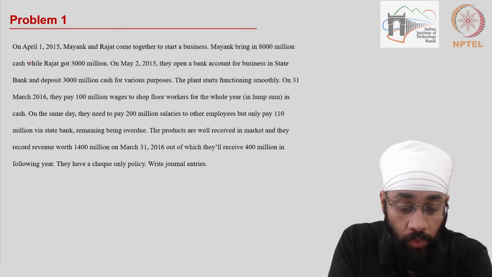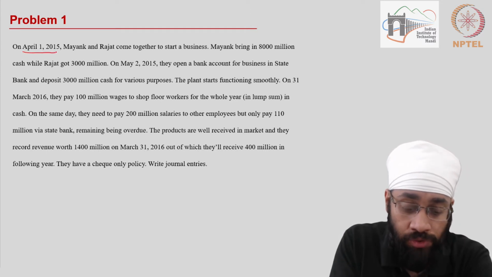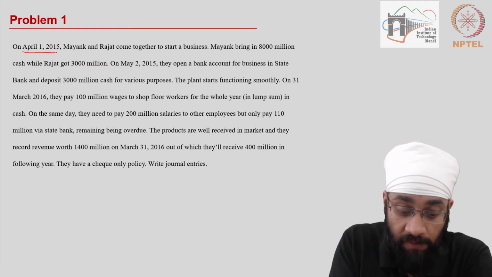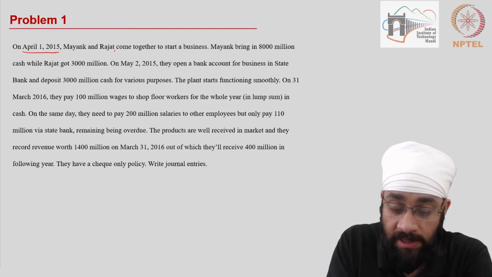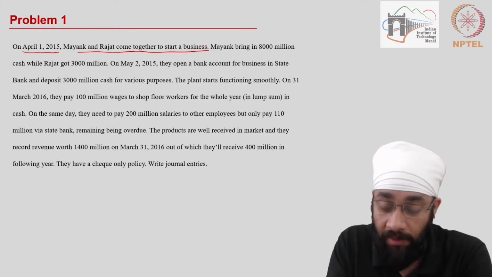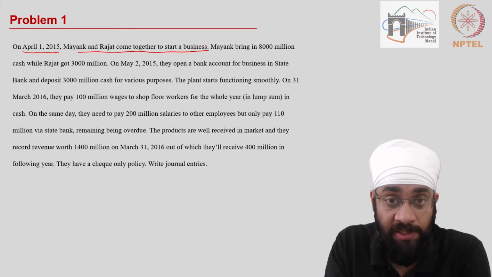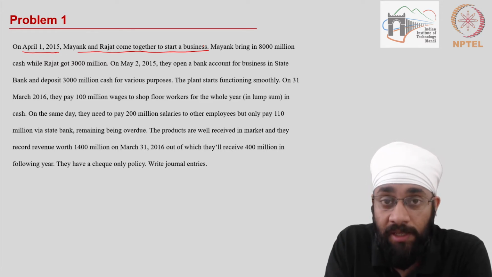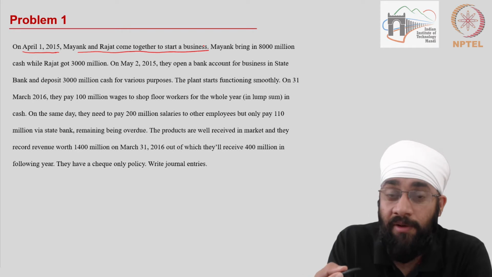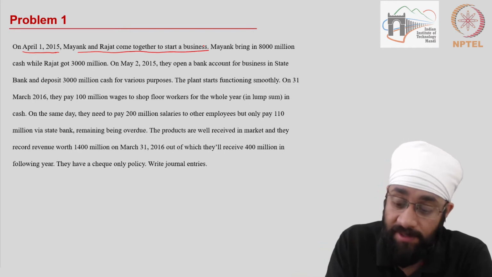So on April 1, 2015, we are also going to keep track of the time now. So this is the beginning of the financial year. Mayank and Rajat, let's say two partners, they start a business. Well, they start a business, very good, but no journal entry because right now there is no money exchanging hands. There is no monetary transaction happening. It's simply a qualitative event. Two friends come together, we are starting a business.